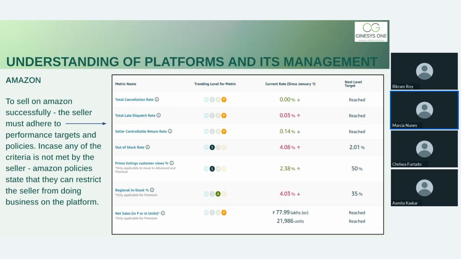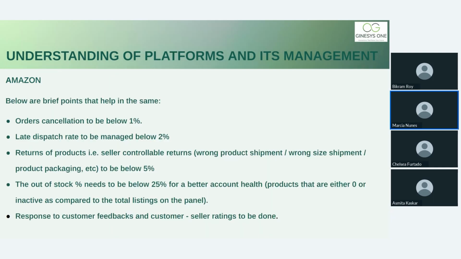A timely and proper management of the account health reputation will directly as well as indirectly lead to business and sales. The Amazon STEP program has the criteria clubbed together for the benefit of the seller. Below is a brief of the points that can help in the same. The order cancellations need to be below 1%. Late dispatch rate has to be maintained below 2%.